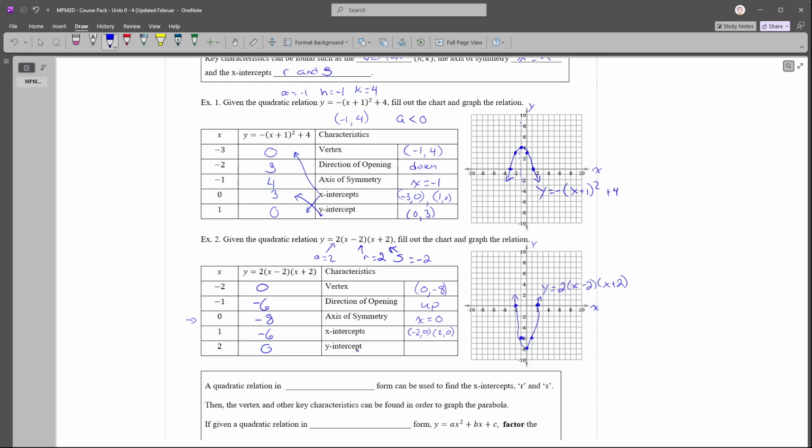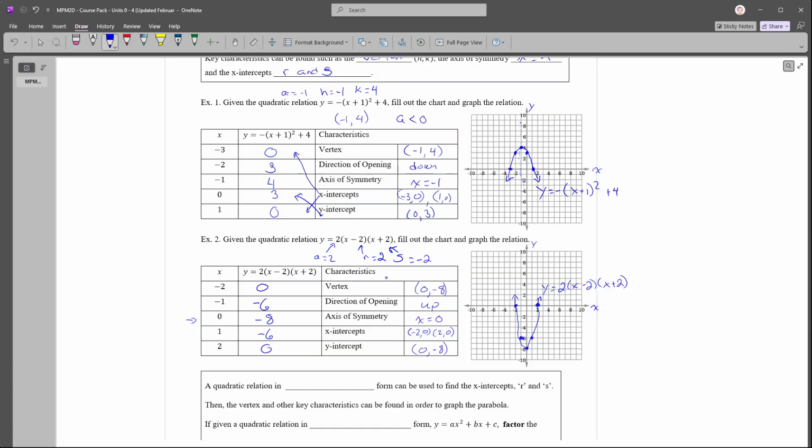Y-intercept, where is it touching the y-axis? Well, that's actually where the vertex is. So that makes life a lot easier. Now, this is a parabola, so it's only going to touch the y-axis at one location, ever. All right, so in this case, we have 0, -8. And that's all the information we need.